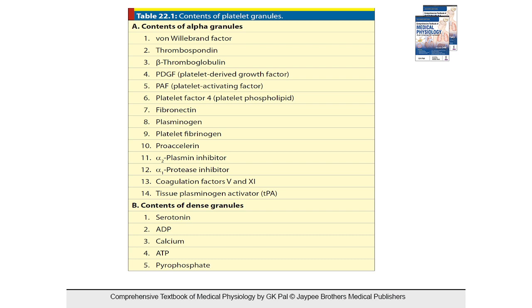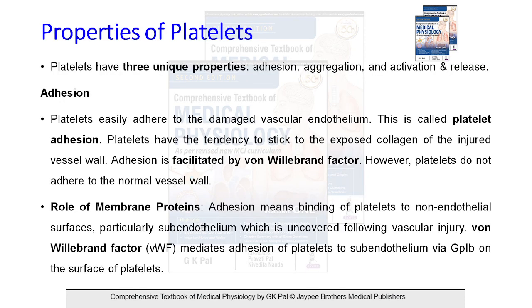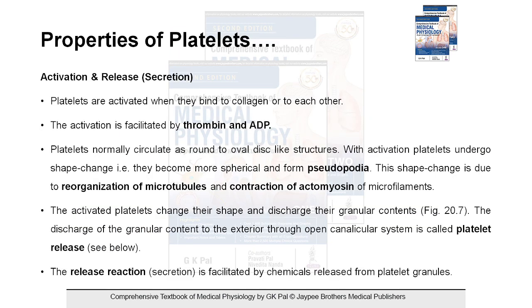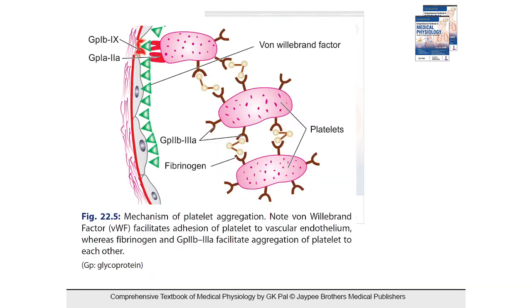Then coming to the dense granules, they contain a very important neurotransmitter called serotonin, which plays a very important role in the blood clotting mechanism by decreasing the size of the blood vessel, that is vasoconstriction, preventing huge loss of blood from the damaged blood vessel. Next, there are three important properties of platelets: cell adhesion, aggregation, and activation. Here you can see platelet aggregation and activation.